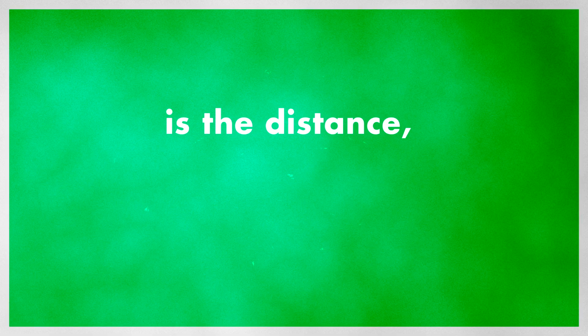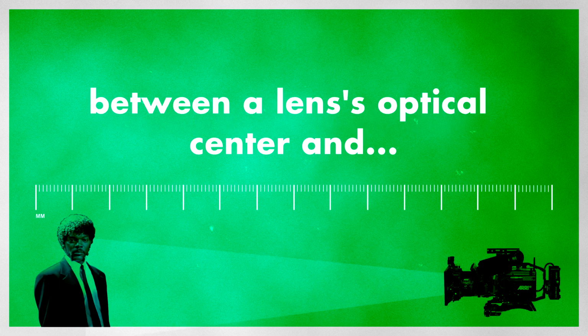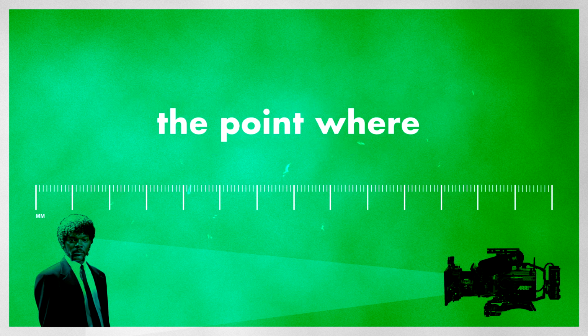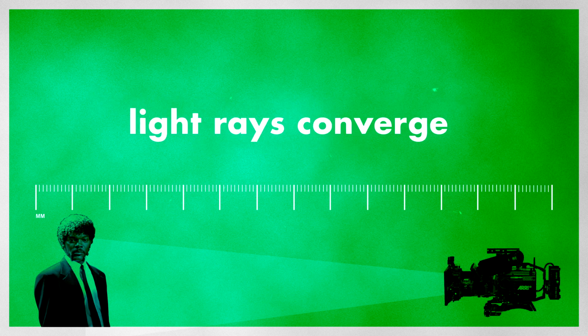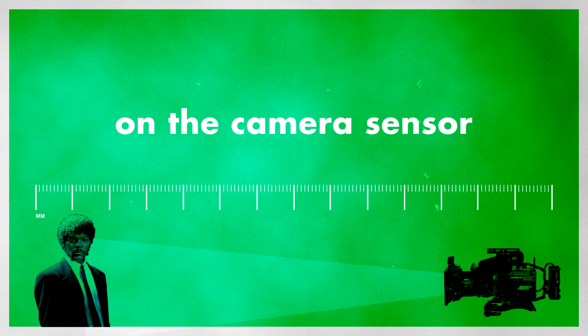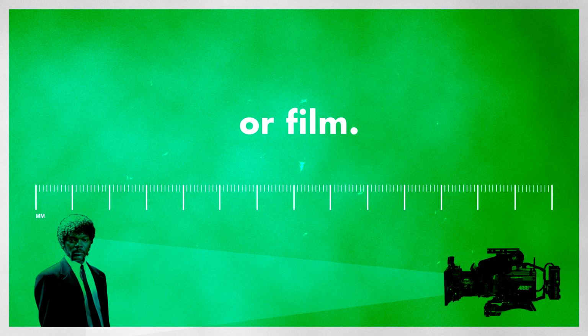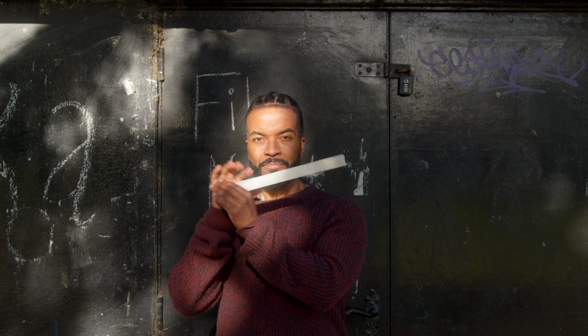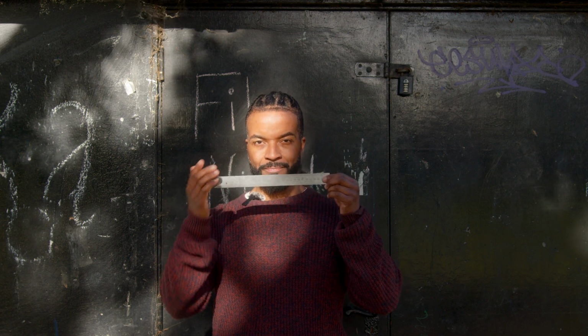Focal length is the distance measured in millimeters between the camera's optical center and the point where light rays converge to form a sharp image on the camera's sensor or film. Thanks, Wikipedia. Why millimeters? The distance between the camera's sensor and the focusing element of the lens can be small. Using millimeters is a more accurate measurement, and it's universal.